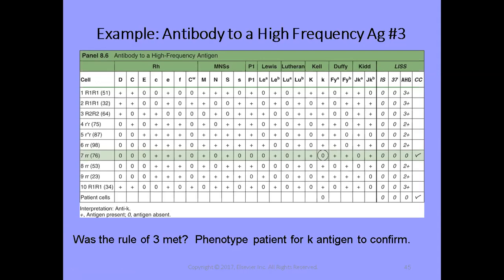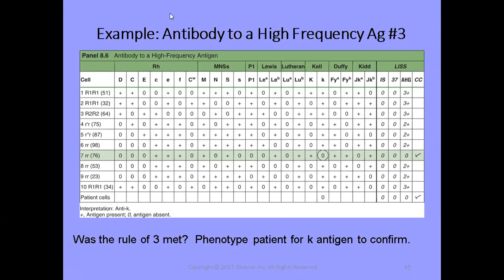So to meet the rule of 3, we would need to go to another panel and hand pick 2 more cells that are negative for the little k antigen and test them to get our 3 negatives. If an antibody screen was done and one of the screening cells happened to be negative, that one could count. But rule of 3 was not met, so we need to fulfill that.